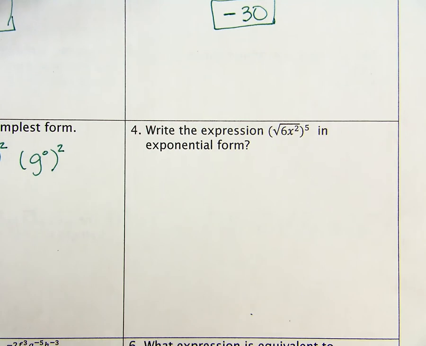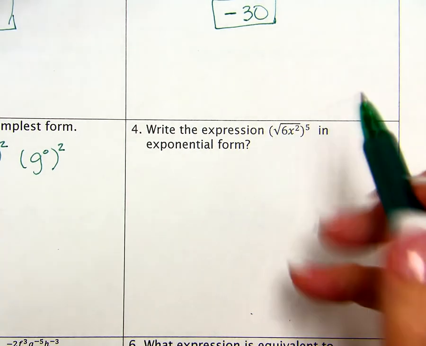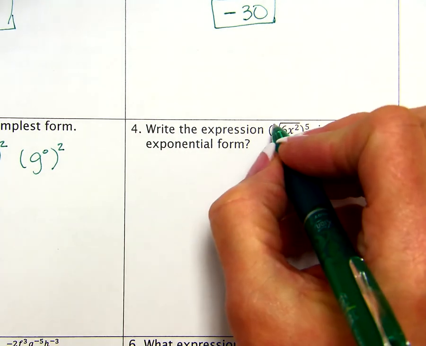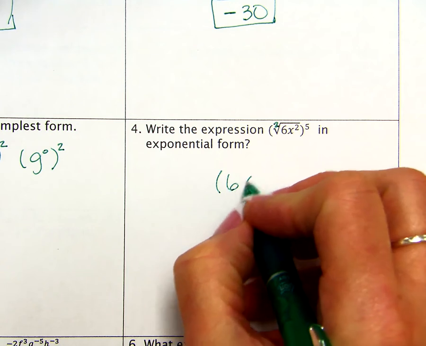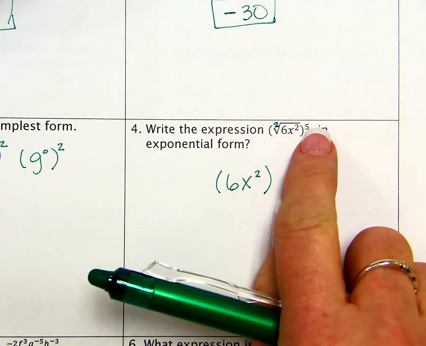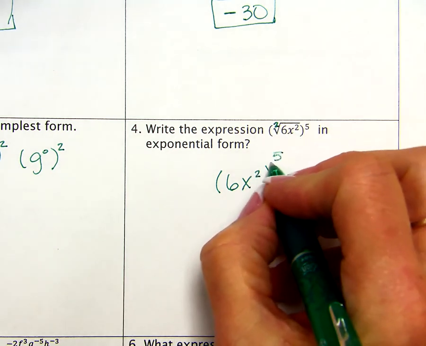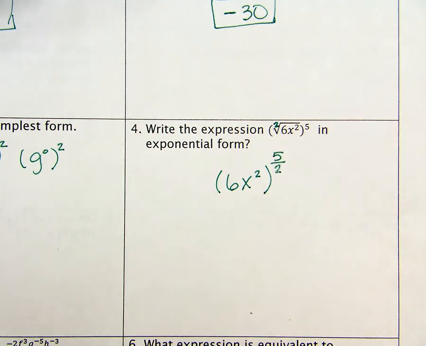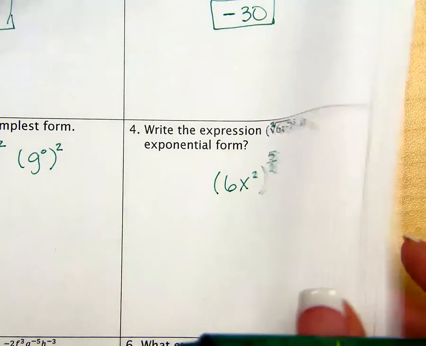For problem number 4, they want us to write this in exponential form. So it's currently in radical form. This is a square root, so our index is 2. So we take what's underneath the radical sign, and then we make a fraction out of this exponent and this index, and that becomes 5 over 2. And that is the radical written in exponential form.